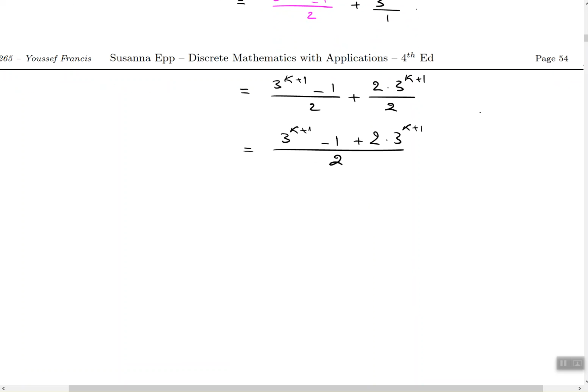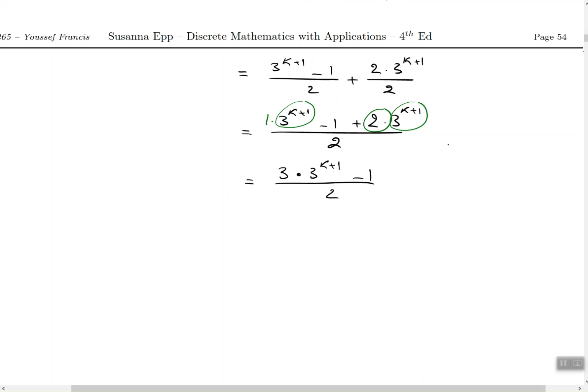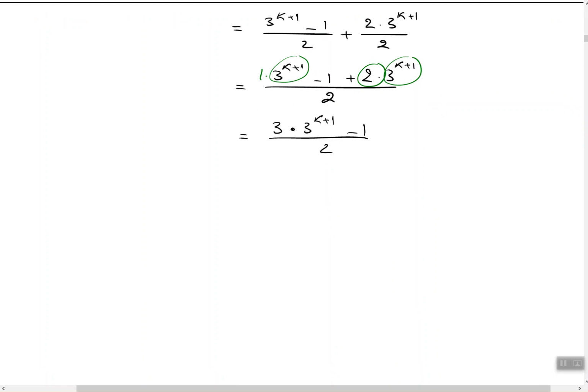Now, to do this, I'm just going to think of this as a coin, and this is the same coin. So I have one of these coins at the beginning, and I have two of them at the end. So the total coin number is 3. And so 3 of the 3 to the k plus 1 coins. That's what I'm calling them. It's reminding me of that coin problem that we did earlier, but it's not the same thing, whatever. So now we have 3 times 3 to the k plus 1.